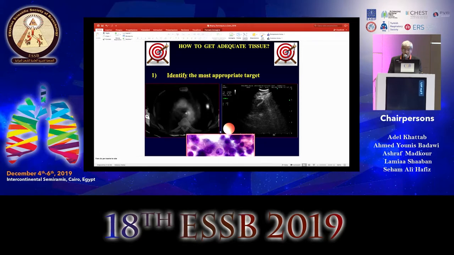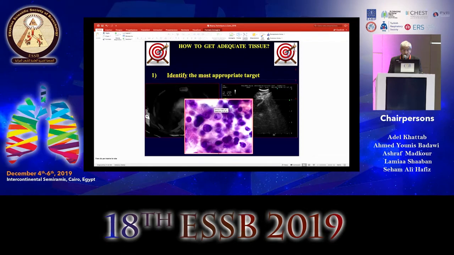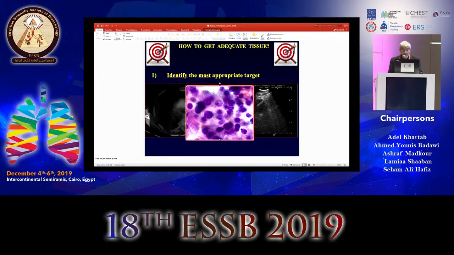So when you have a case of lung cancer, think where it is easier to approach with the biopsy technique and to get material to better qualify this lung cancer. In this case, it was easy to approach this lymph node, and the material that you can see here is full of cells and of tissue and adequate for any purposes.